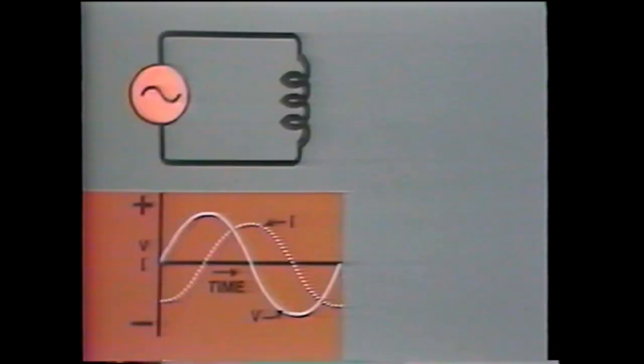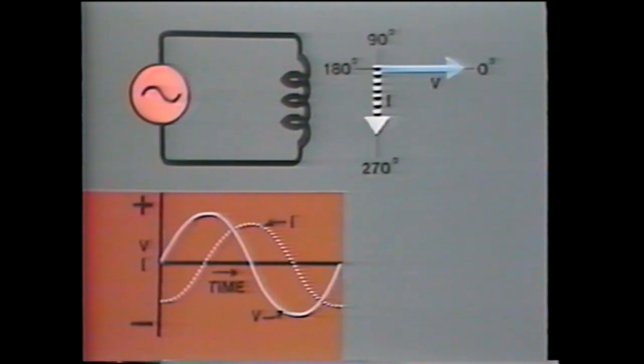First, inductance. Now, inductance is the electrical property of a circuit which opposes any changing current. If an AC voltage is applied to a pure inductor, the resultant current reaches its maximum and minimum values after the voltage has passed those values. The current is said to lag the voltage by 90 degrees. This 90 degrees is called the phase angle between voltage and current. The voltage and current are out of phase by 90 degrees.